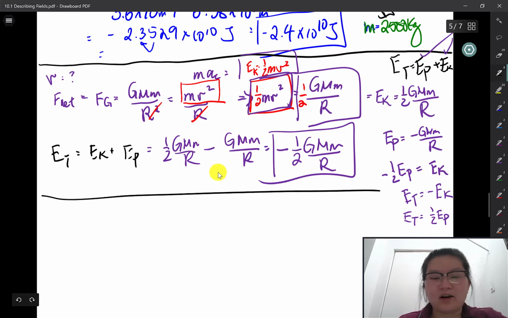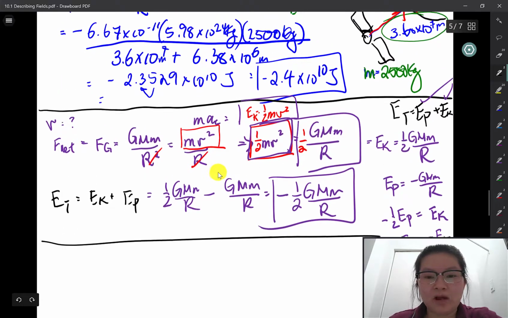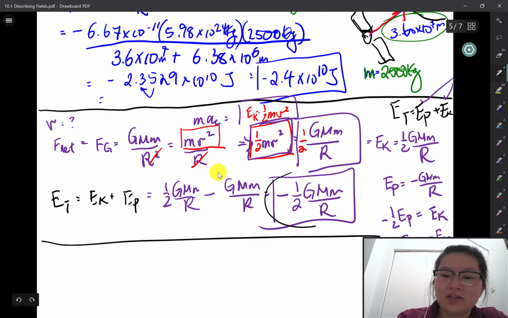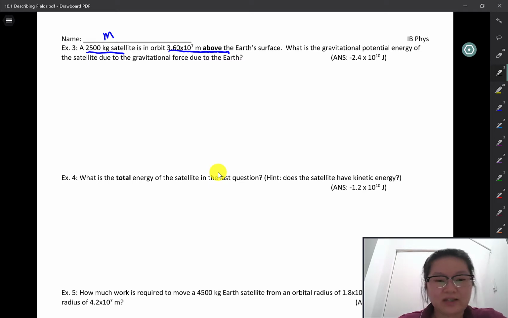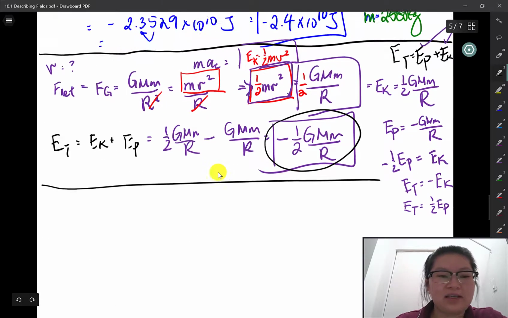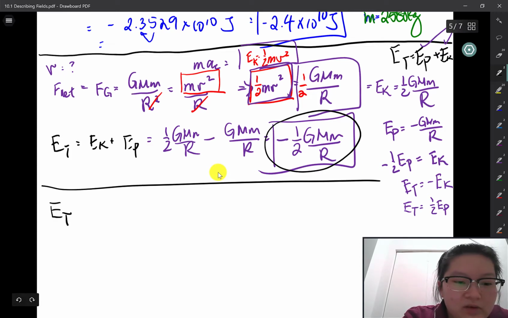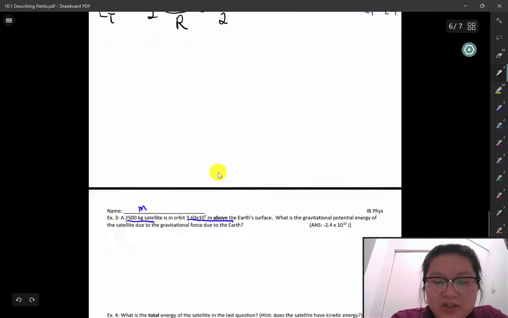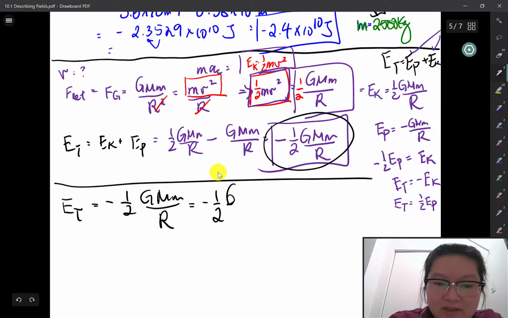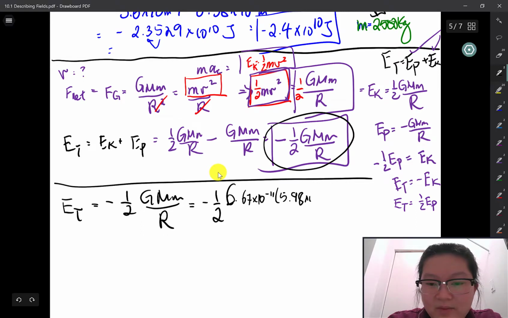Okay, I think this video has gone on pretty long, and we haven't really solved the rest of the problem, but we now know how to find total energy. So let's go ahead. What is the total energy of the satellite in this last question? Let's calculate the total energy. Now that we've shown this is 1/2 big G, big M, small m over R, we can do some substitutions. Big G is 6.67 times 10 to the power of negative 11. Mass of the Earth, 9.8 times 10 to the power 24.